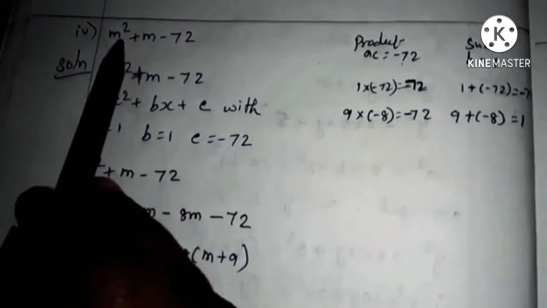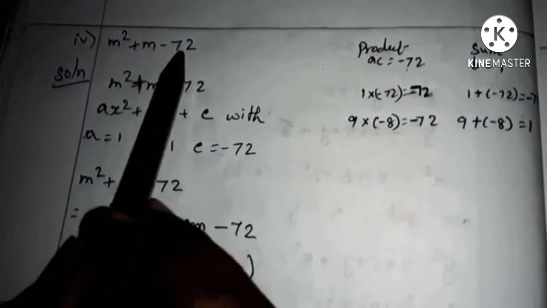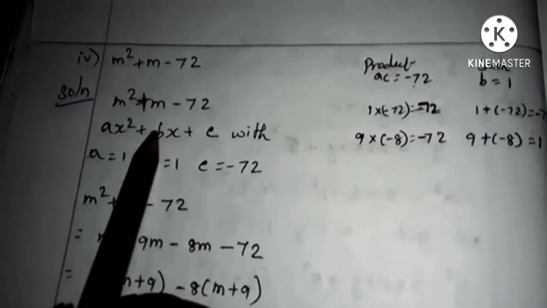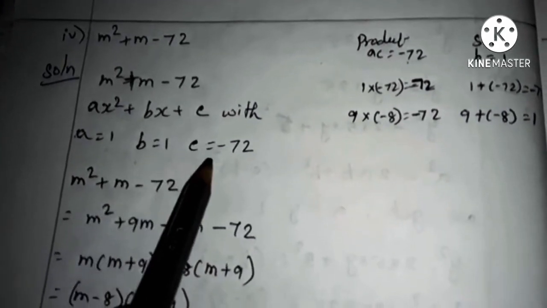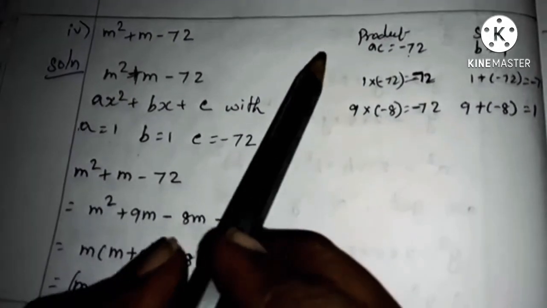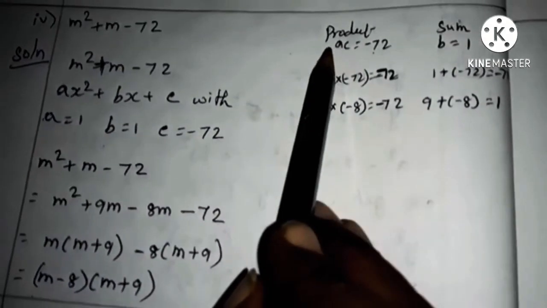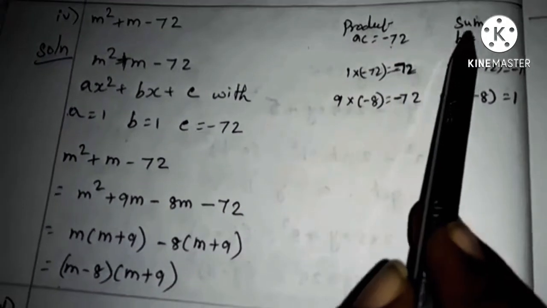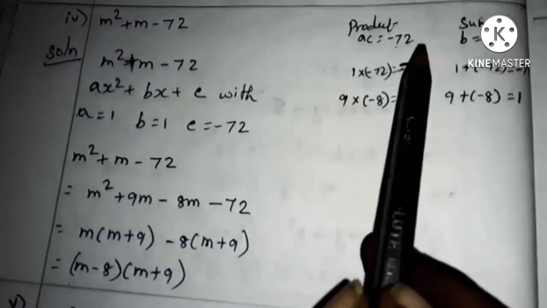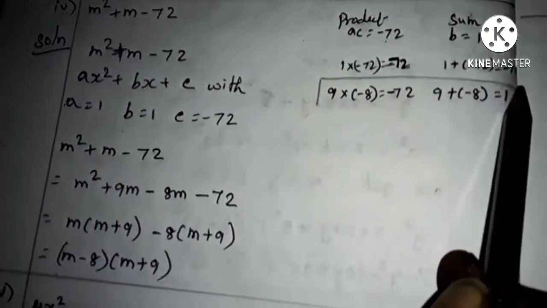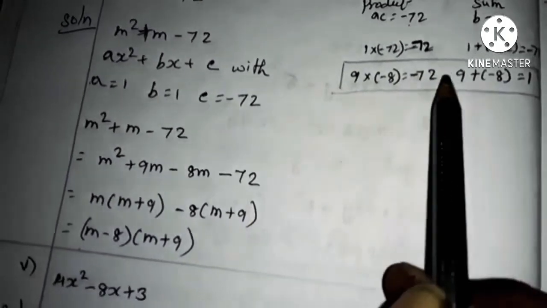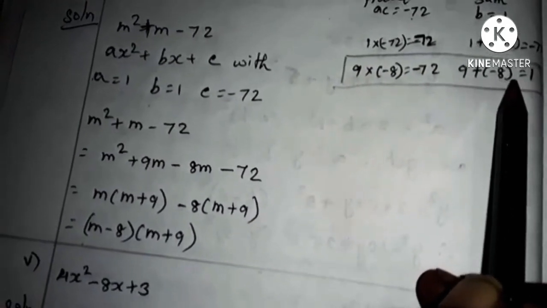Fourth sum, m square plus m minus 72. This sum is also in the form of ax square plus bx plus c, with a equal to 1, b equal to 1 and c equal to minus 72. First, you have to find the product and sum. The product ac is equal to minus 72 and the sum b is equal to 1. If you split the factors of 72, then we will get 9 into minus 8 is equal to minus 72, and 9 plus minus 8 is equal to 1.